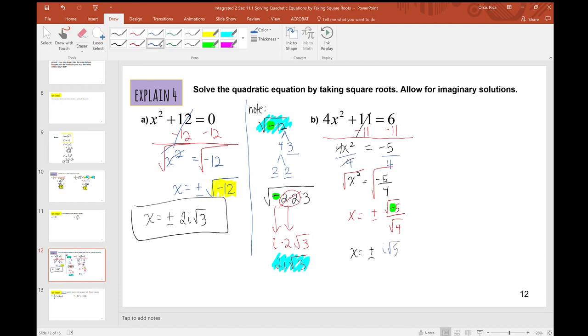Radical 5, i radical 5. And the square root of 4 is 2. So our final solution is x equals plus or minus i radical 5 over 2. Let's move on and do another problem.